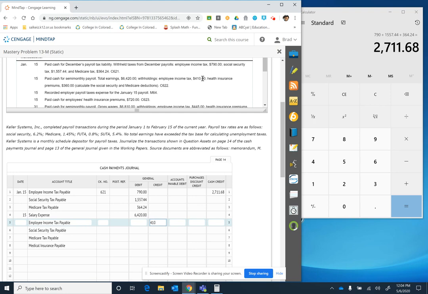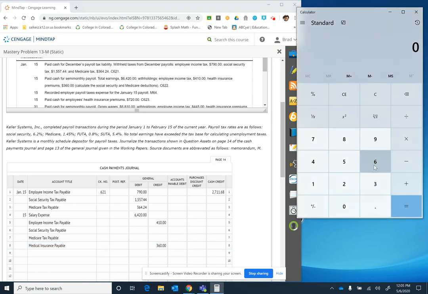So we'll record that here, and the credit, I can't figure this one out just yet, but I do know our medical insurance payable is going to be 360. To come up with our Social Security tax payable and our Medicare tax payable, I'm going to multiply our salary expense by the rates for Social Security, which is 6.2, and the Medicare tax payable, which is the 1.45.